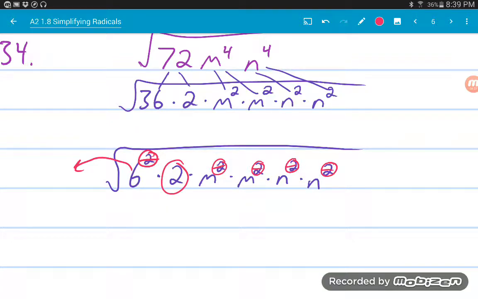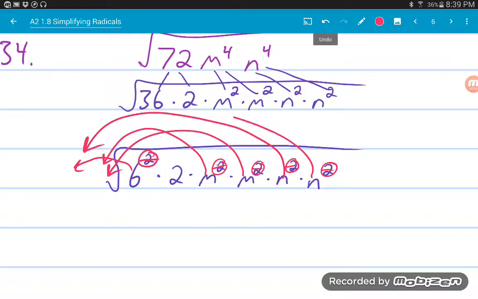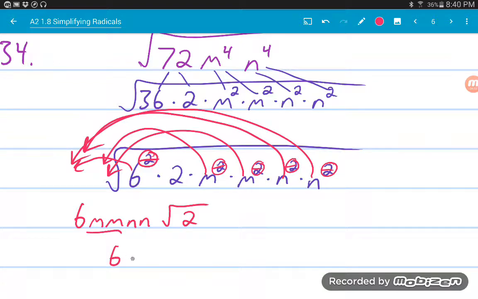Now this 2 here, it stinks to be him because he doesn't have an invitation, he doesn't get to go through. So who does get to go through? The 6, 2 m's, and 2 n's. So it looks a little messy, let's clean that up. 6, m, n, and the only guy stuck underneath is the 2. I can simplify this. M and m is m squared, so 6m squared n squared, square root of 2.